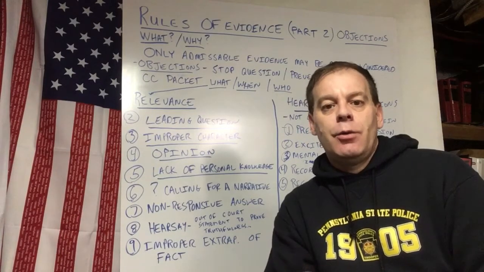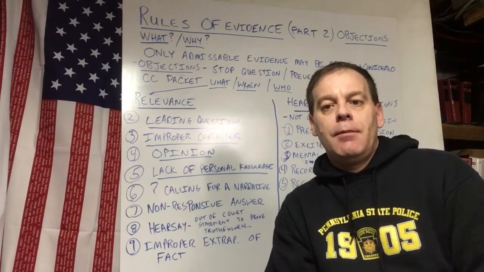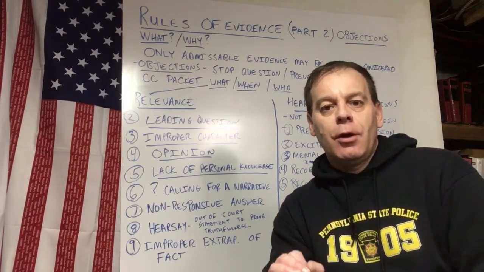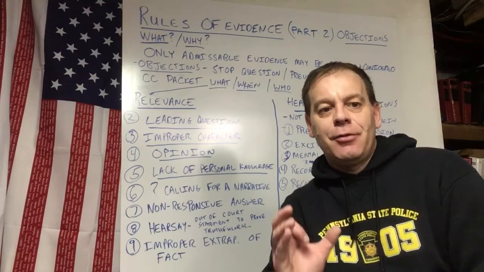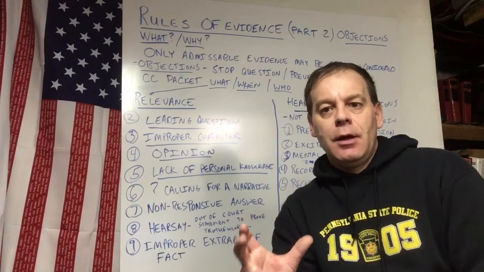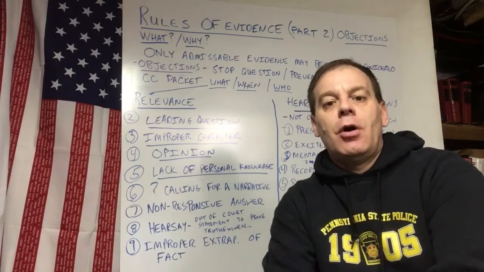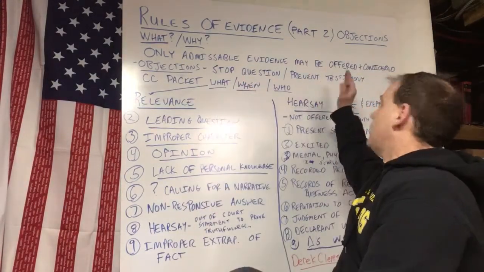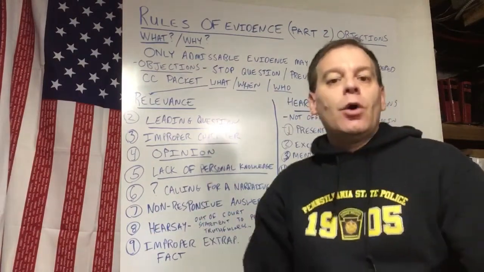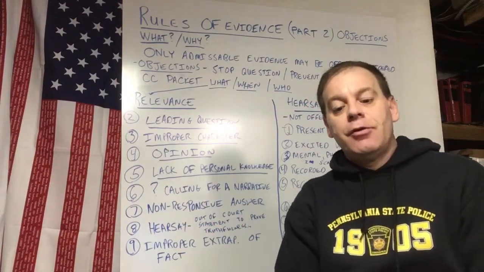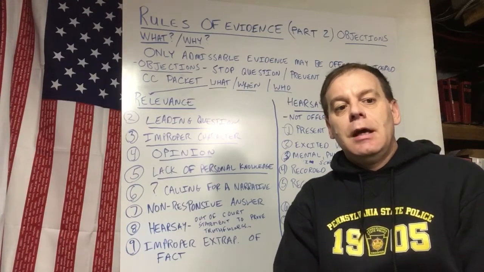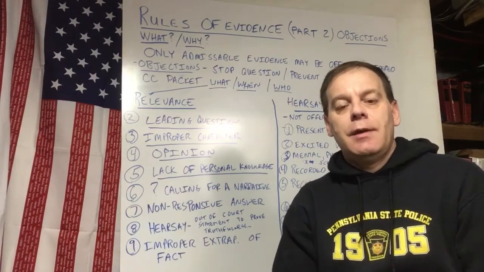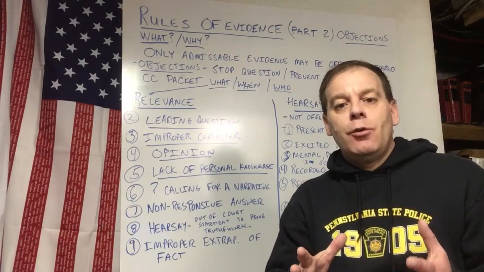But why do we do objections? There are really two purposes: to stop a question from occurring or to prevent an answer from occurring. We'll talk more about that later. Overall, the reason we have objections is that only admissible evidence may be offered and considered during a trial. So we don't allow all evidence to come in. And sometimes there's evidence that is admissible on its face. It may be relevant, and we'll get into that, but we exclude it because it would be too confusing for the jury.